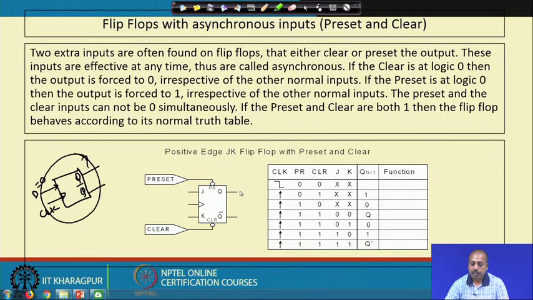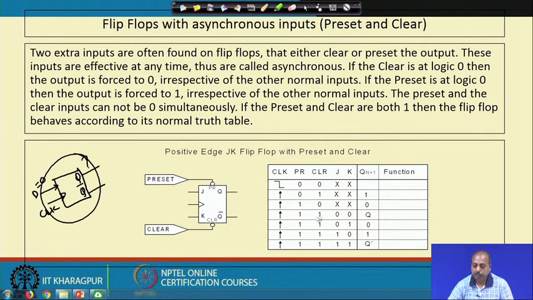Similarly, depending upon preset and clear, if clear is made 0, then irrespective of the value of J and K, Q n plus 1 will become equal to 0, and the flip flop content will be cleared. That is why the names preset and clear. Irrespective of the values of J and K, if the rising edge of the clock signal comes, then preset and clear will be setting the value.